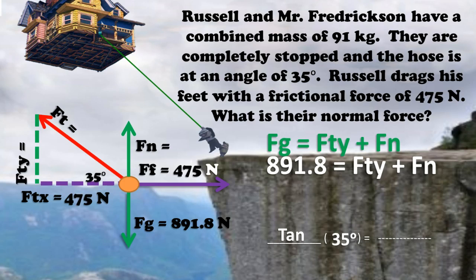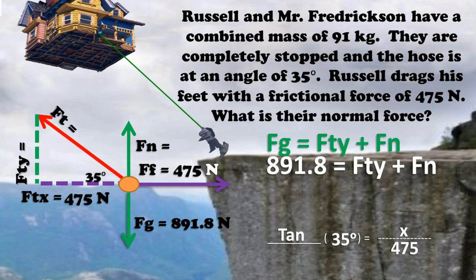So the tangent of the given angle of 35 degrees equals opposite over adjacent. The opposite side is Fty. It's unknown, so I'm going to put in a variable. The adjacent side is Ftx, 475 newtons. I can plug that in. If the variable is on the top end of that ratio, then we're going to multiply both sides by the denominator. It's really a one-step equation.